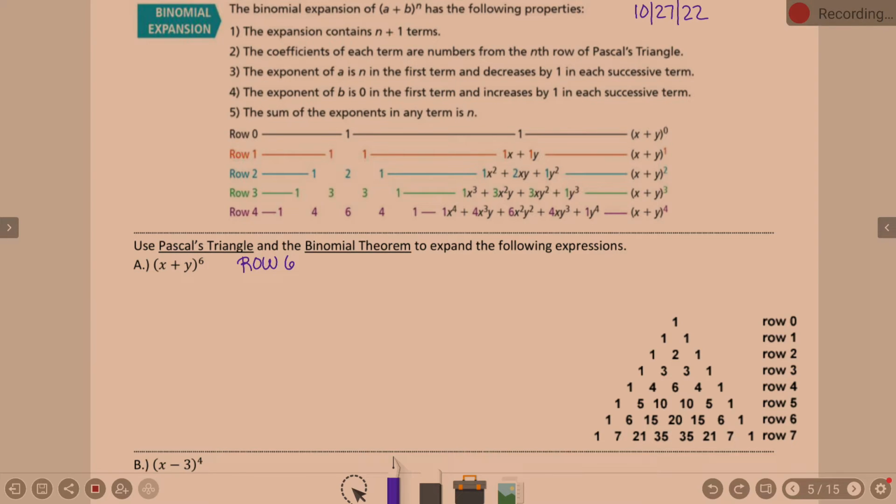So row 6 is 1, 6, 15, 20, 15, 6, 1. I'm going to try and space those out. Try here being the key phrase. There's my 1. I'm going to leave a little bit of space. There's my 6.